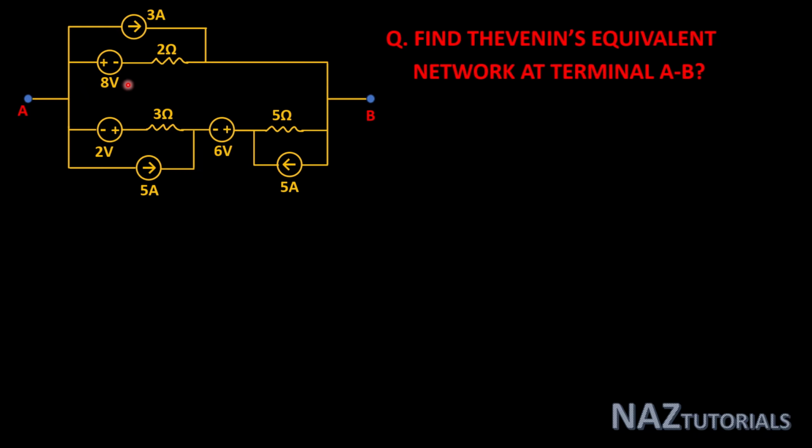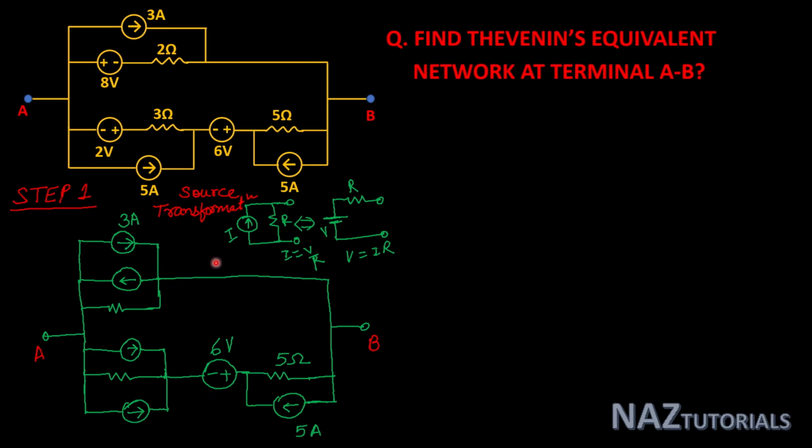First, we analyze the voltage sources. Here, there is an 8-volt source connected in series with a 2 ohm resistor. So, by using source transformation, we can transform it into a current source in parallel with a resistance. Similarly, we can transform this 2-volt source into a current source in parallel with a resistance. Let's see.